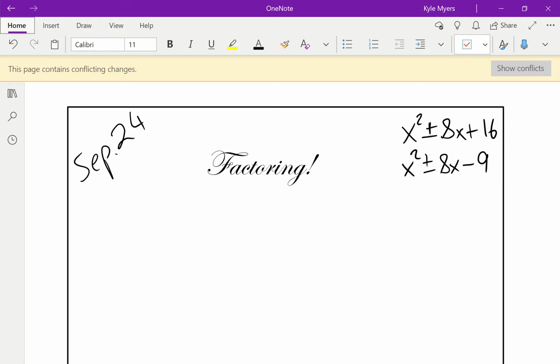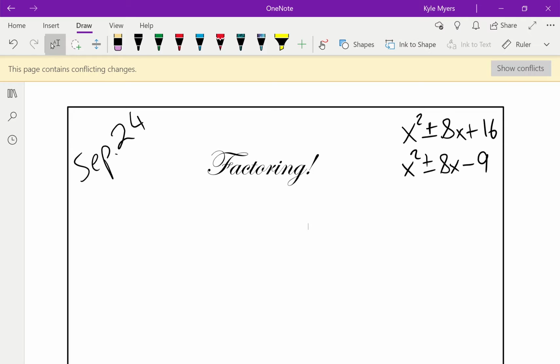So today is September 24th. We're going to do 4 problems on factoring. We've got x squared plus 8x plus 16, x squared minus 8x plus 16, x squared plus 8x minus 9, and x squared minus 8x minus 9. So let's just dive right in here.